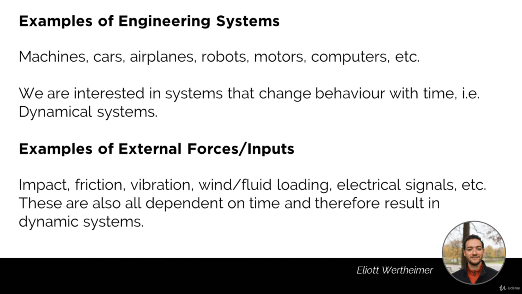Let me give you some examples of engineering systems. These are machines such as cars, airplanes, robots, motors, computers, and so on. We are interested in these because their behavior changes with time. This is why they are called dynamical systems. For example, a car will move from point A to point B and spend a certain amount of fuel in the meantime while heating up in the process. These are all variables that we want to control.